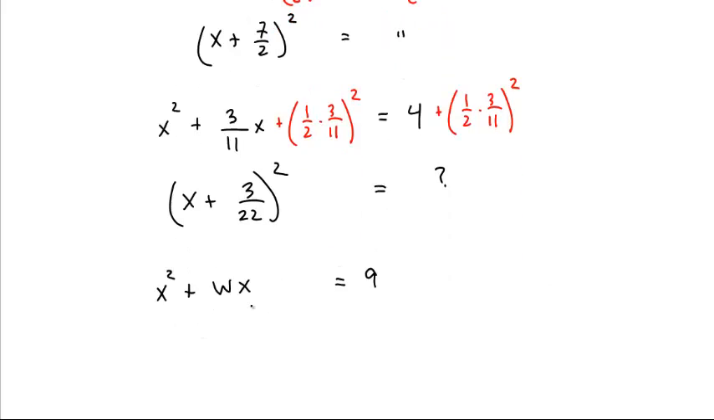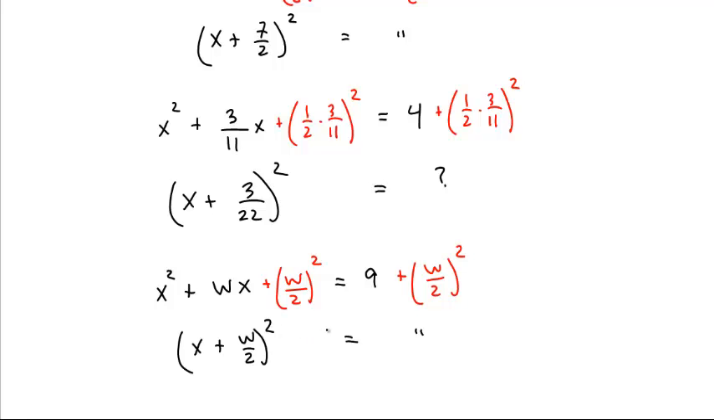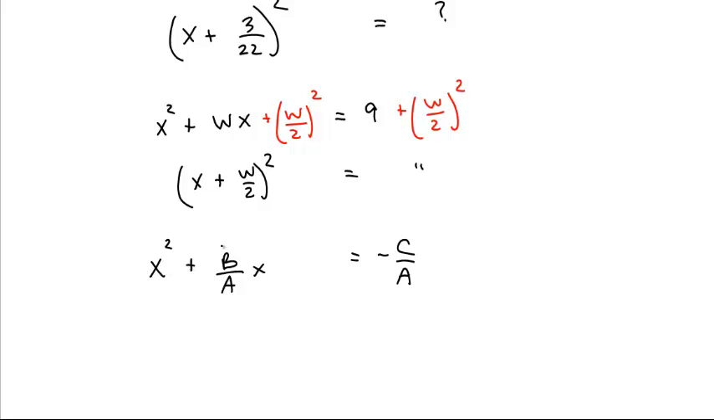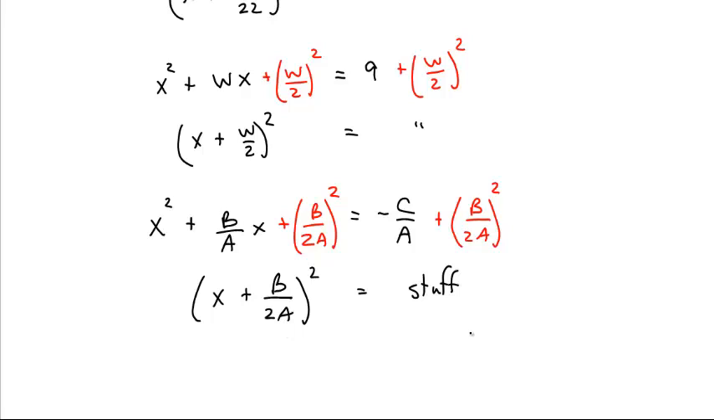If you had some variable, you have to add half of that coefficient. The coefficient is w. Half of that is w over 2. So you add w over 2 squared to both sides of the equation. You end up getting x plus w over 2 squared equals whatever. The one I really want you to understand is if it was x squared plus b over a x. What's half of b over a? b over 2a. So you add b over 2a squared to both sides, and you're going to get x plus b over 2a squared is whatever that stuff is. And if you understand that, you'll be ready for the hardest part of the next video.